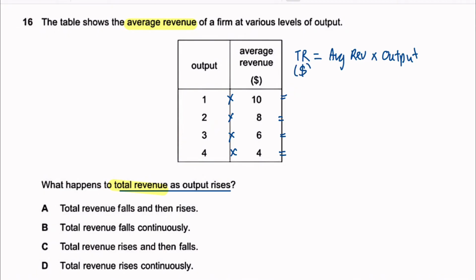Okay, let's work out 10, 16, 18, and 16. So you can see from 10 to 18 your total revenue increases, and then from 18 to 16 your total revenue drops. Okay, so C is the answer.